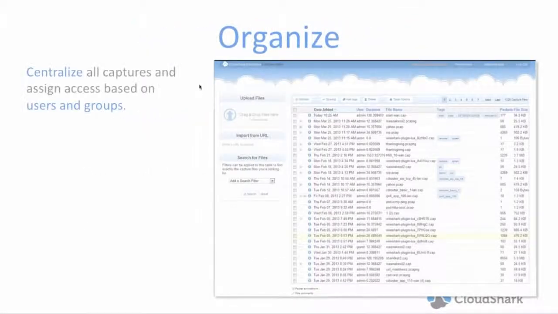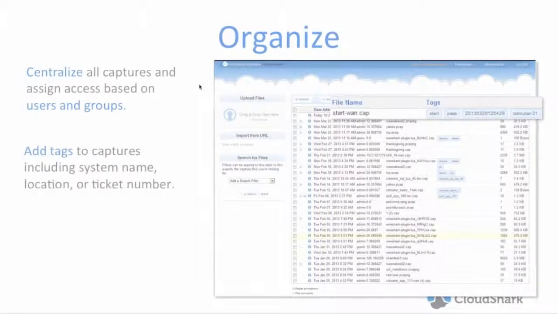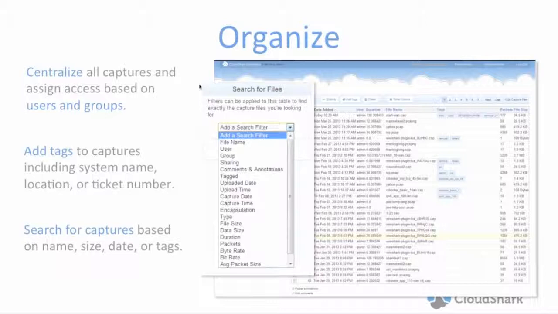So it allows you to organize those captures. You can centralize all your captures and assign them access based on users and groups, as you can see right here. This is the capture list view that you'll see in CloudShark. You can add tags to individual captures that makes them easily searchable. Really building your own packet capture repository. And you can search for those captures based on tags, but also on other metadata that is provided in your captures. So it might be the file name or the size or the date or what the maximum packet rate was and other kinds of metadata that you can get out of PCAP files.